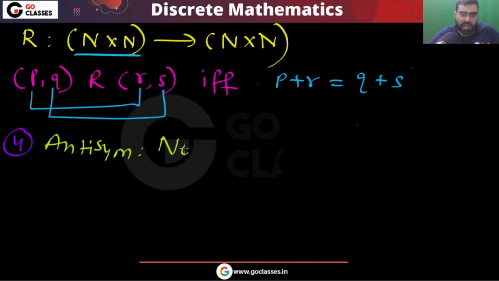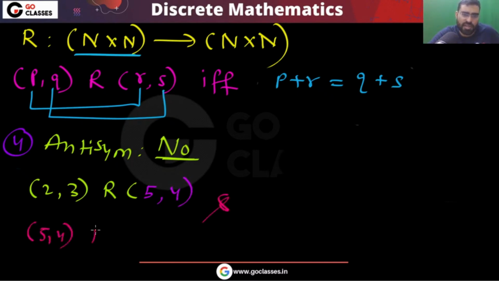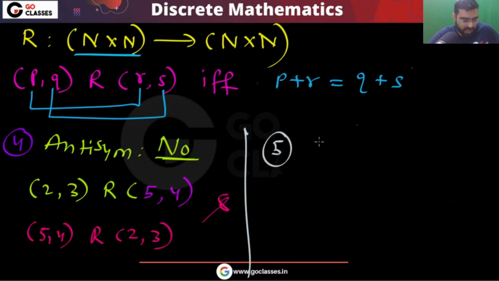So this is not antisymmetric, right? This is not antisymmetric because you can see that 2 comma 3 is related to 5 comma 4, and 5 comma 4 is related to 2 comma 3. So you can easily see that this is not antisymmetric, and not antisymmetric automatically means not asymmetric. It automatically means this is not asymmetric also.